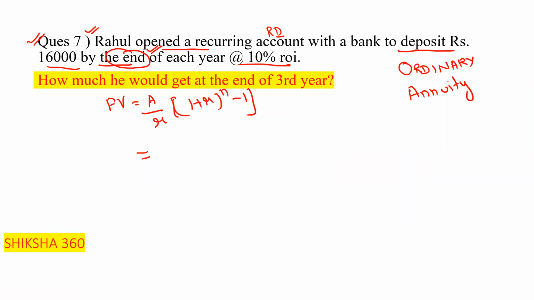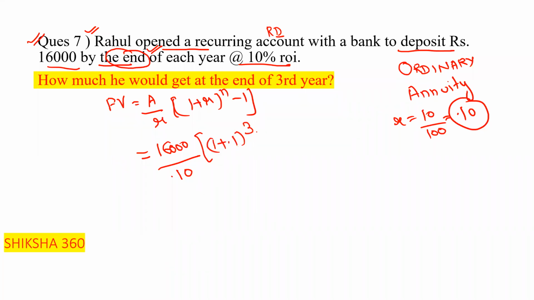So basically how much they are investing annually? Rupees 16,000, and the rate of interest is 10%, so we can write it as 0.10. R is equal to 10 upon 100, which is 0.10. In this way, n is equal to 3. So we get 1 plus 0.1 power 3 minus 1.